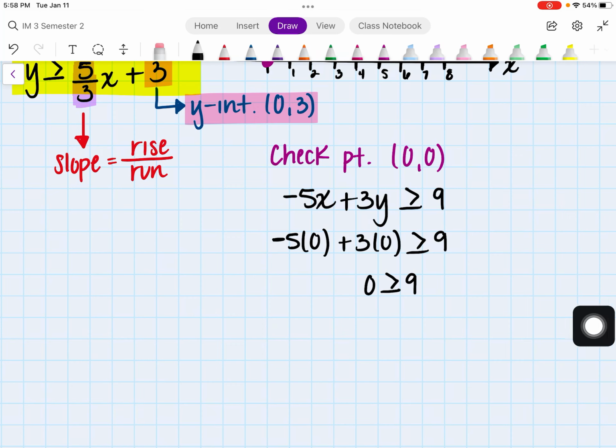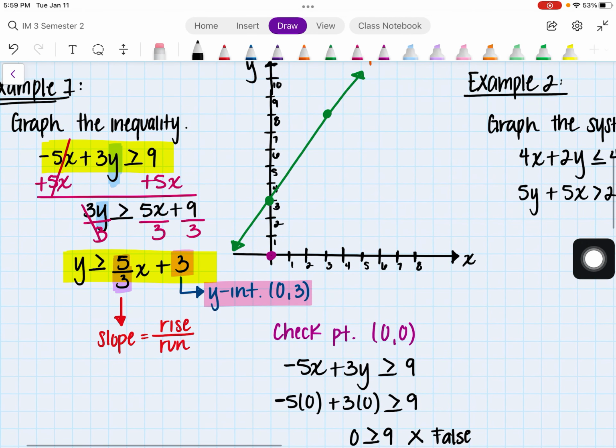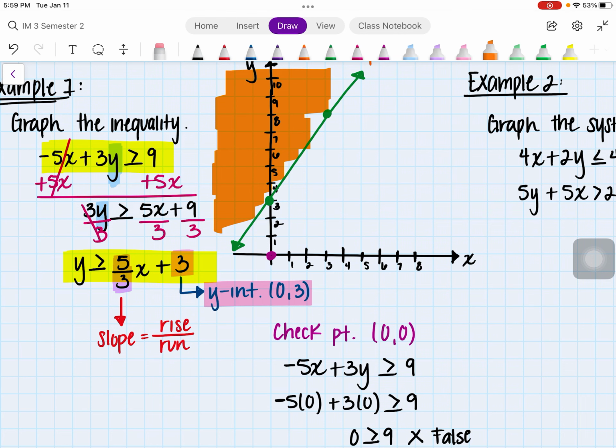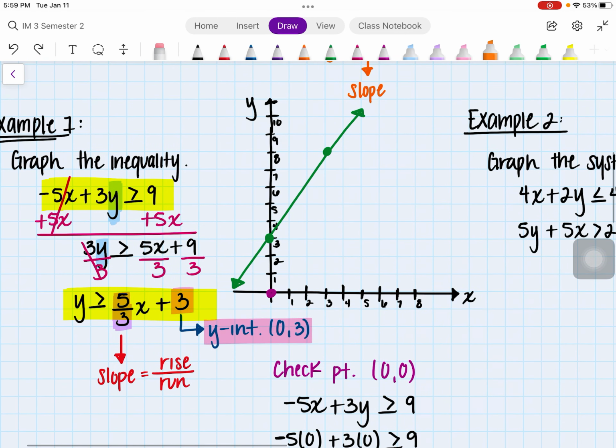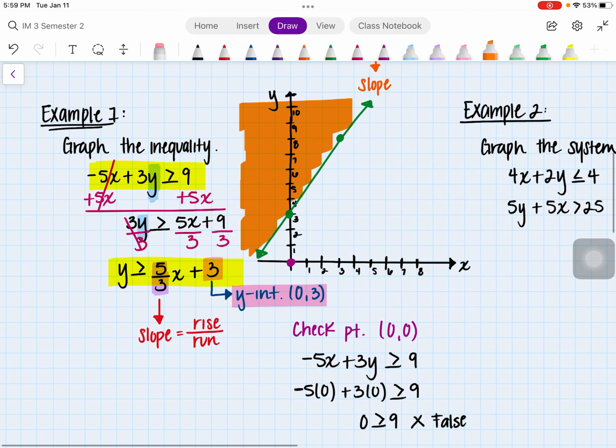In this case, is this statement true? Is 0 greater than or equal to 9? And in this case, guys, that actually is false. So because it's false, we're not going to be shading in the area where 0, 0 is. We're actually going to be shading above. So that would be my answer. Okay. So once again, shading above, that would be our answer.